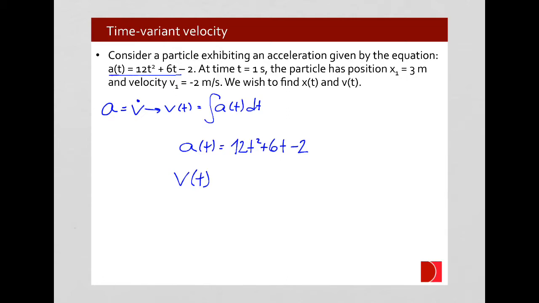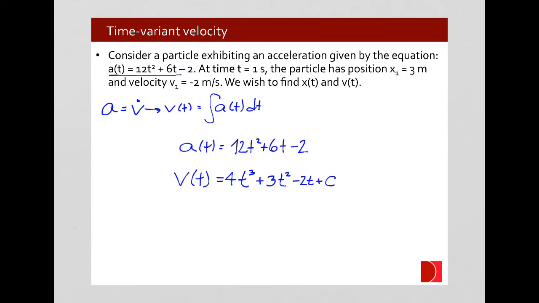Here, if we take the antiderivative of t squared, we will get a t cubed term. And when we pull out the factor of 3, we will end up with a 4 out front instead of the 12. Similarly, when we integrate t, we'll get t squared. But when we pull the 2 out of the 6, we will be left with a factor of 3. When we integrate 2, we get 2t. However, because this is an indefinite integral, we also get a plus c, an arbitrary constant.